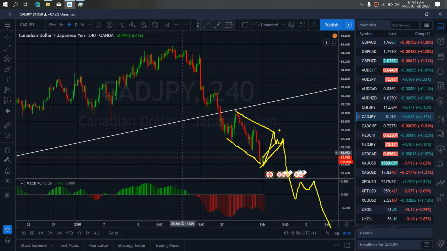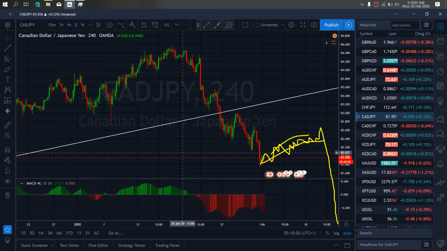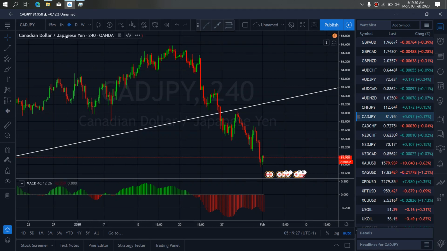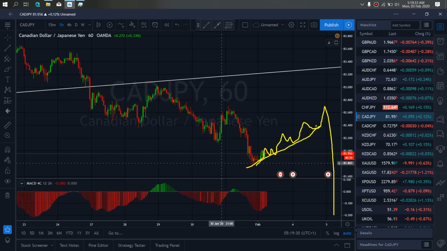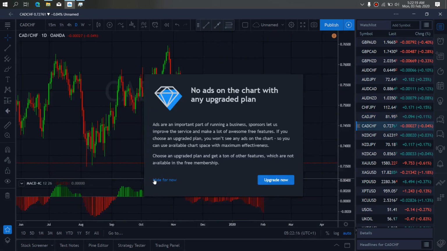Expect this climb to occur this week on CAD Yen, a sideways corrective climb, before this drop will come through for us. So we want to watch out for that as it develops this week. We zoom to the 1-hour time frame. We watch them. They are tempted to start that sideways correction now before the drops will come through. We want to watch out for them sideways.